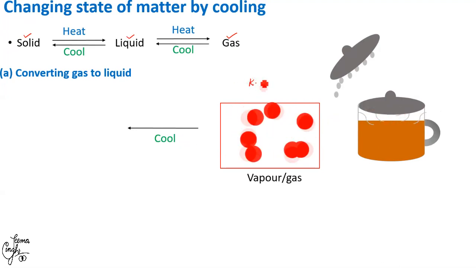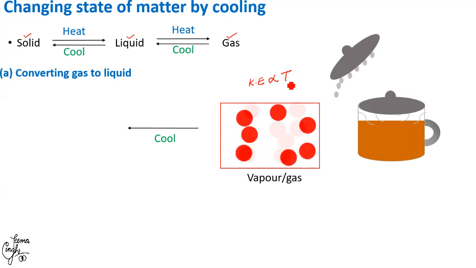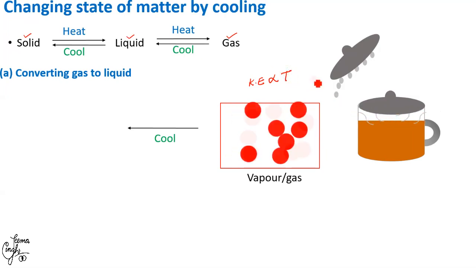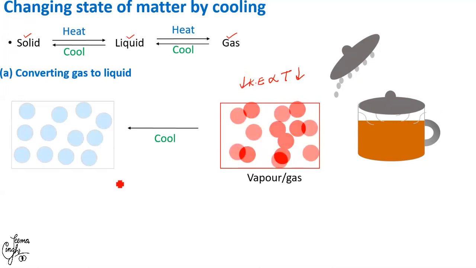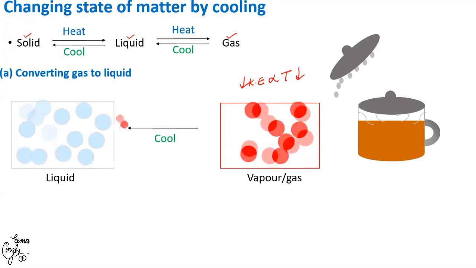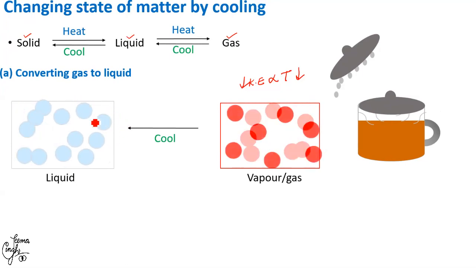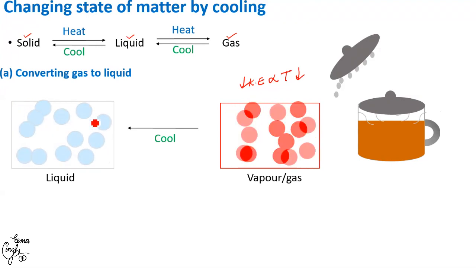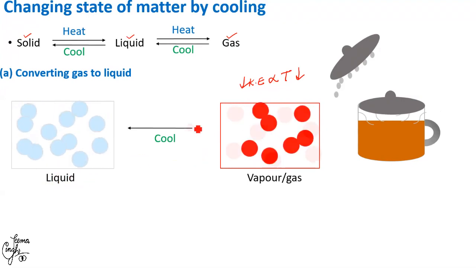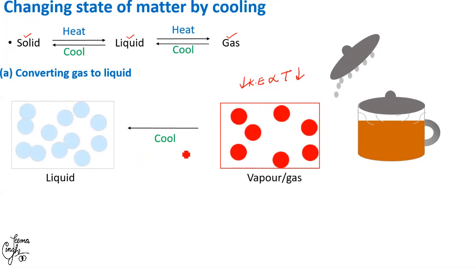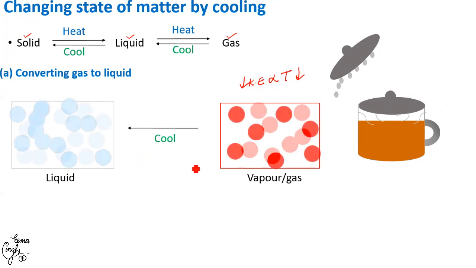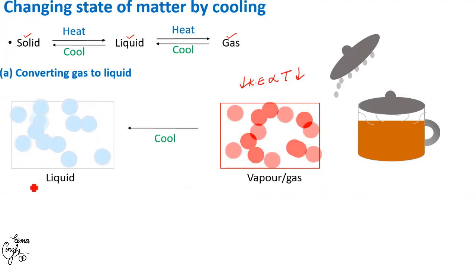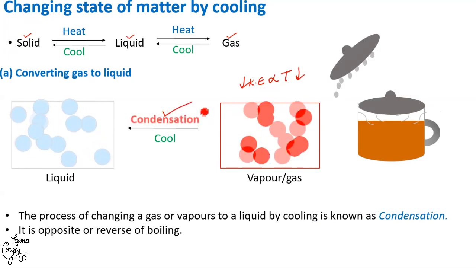Remember, kinetic energy is directly proportional to temperature. So when they touch the cool surface, temperature lowers and hence the kinetic energy. And finally, these particles come closer to each other and start getting attracted with a greater force of attraction and eventually get converted to liquid state. This is exact opposite of what happens during boiling. And this process of changing a gas to a liquid by cooling is known as condensation.